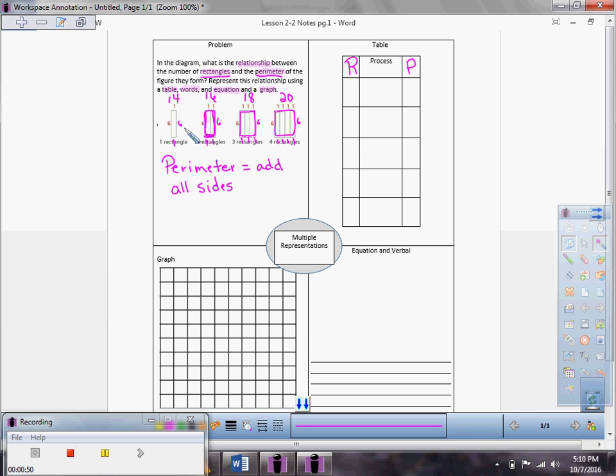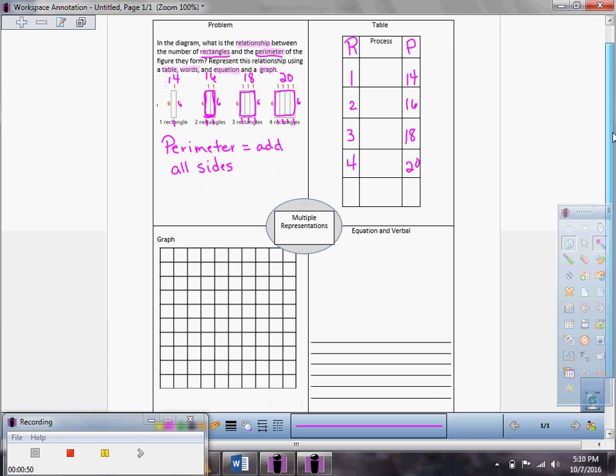So one rectangle had a perimeter of 14. When we looked at the perimeter of 2 rectangles, it was 16. 3 rectangles, 18. And then 4 rectangles was 20.